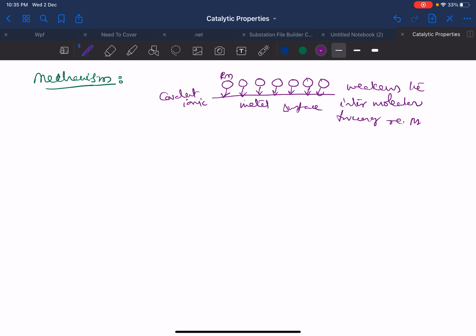And the next one: for example, if we take the 3d series elements, what are the 3d series elements? That is scandium to zinc: scandium, titanium, vanadium, chromium, and so on up to zinc. In 3d series elements, the electrons involved are the 3d and 4s electrons. The 3d and 4s electrons are involved in the chemical bonding.